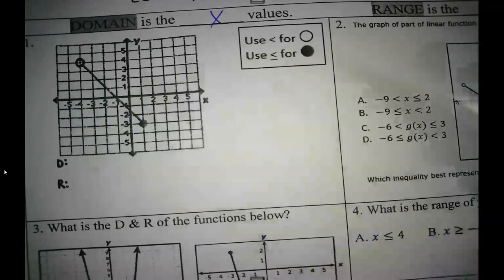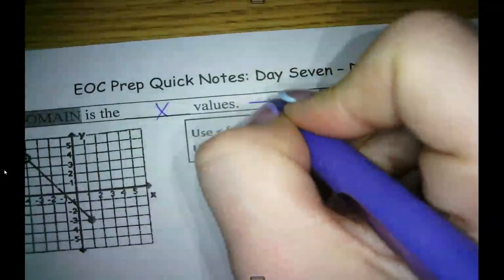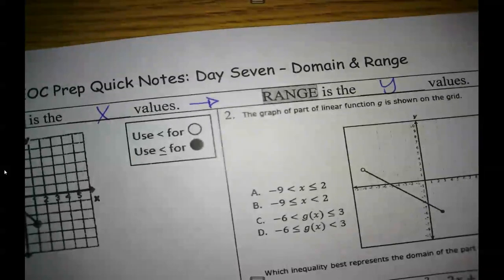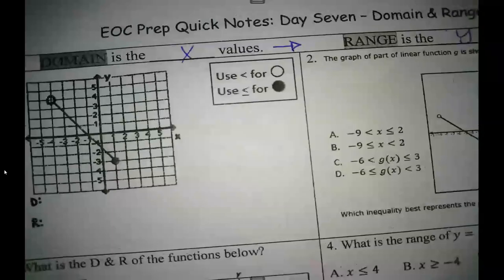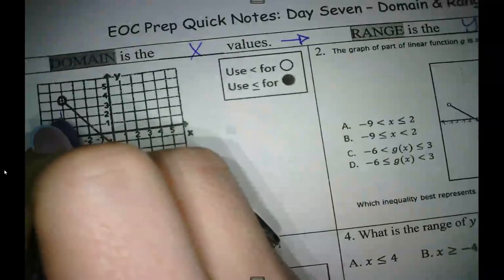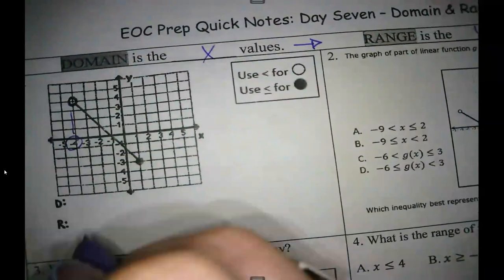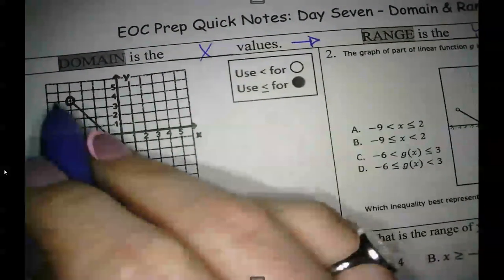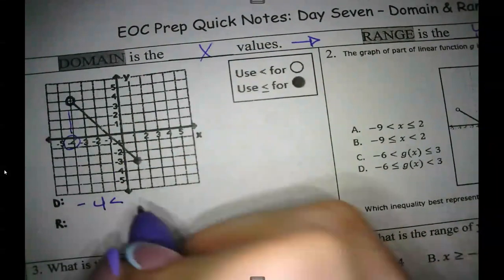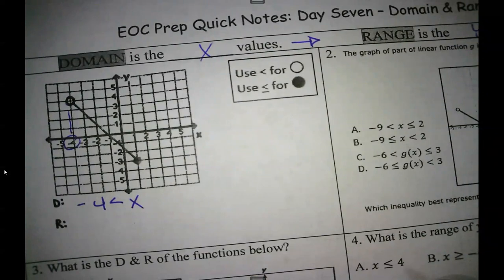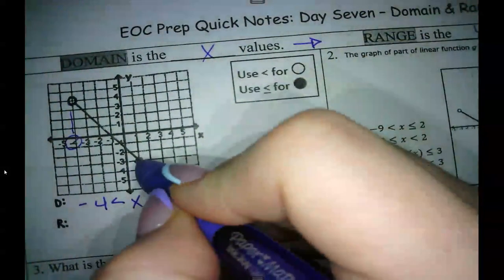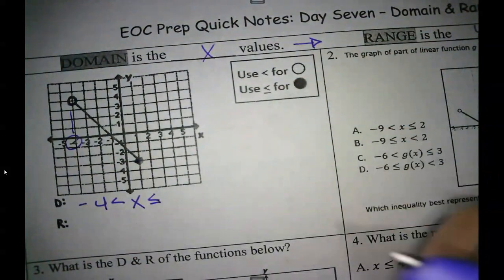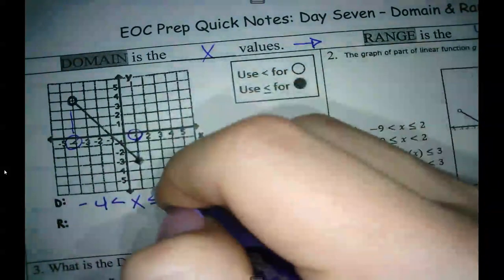So here we always do from left to right. For y values, we always do from bottom to top. So let's look at, here's our leftmost value. And I look down and that's at -4. So that's the first number I write. We have an open circle, less than, we're doing x's. And then another less than, this is a closed circle, so that's less than or equal to, and that x value is 1.